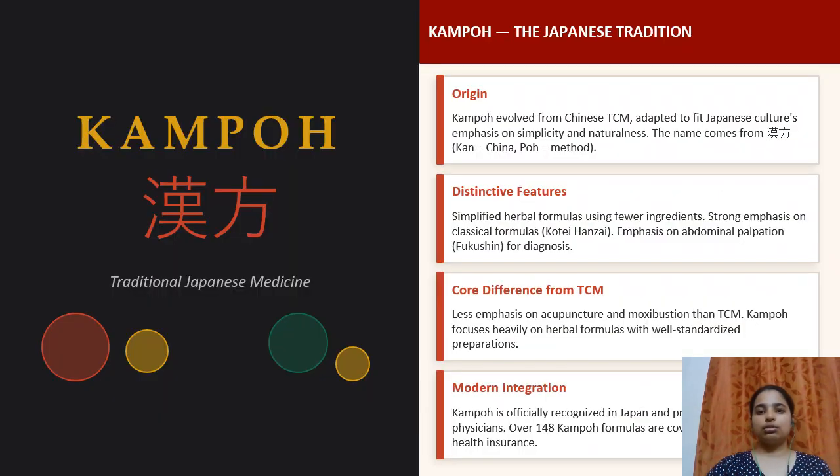Coming to the Japanese tradition, it's just a glimpse. This Chinese system is followed in Japan, or it evolved as Kampo. The name comes from Kan meaning China and Po meaning method. So Kampo method. They use the same classical formulas as in Chinese medicine. And again, the core difference is that they give less emphasis on acupuncture and moxibustion, and they focus on herbal formulas and standardized preparations.